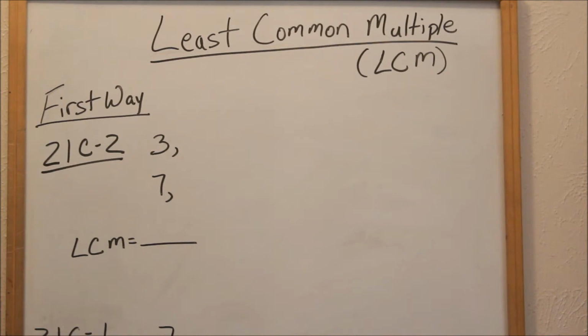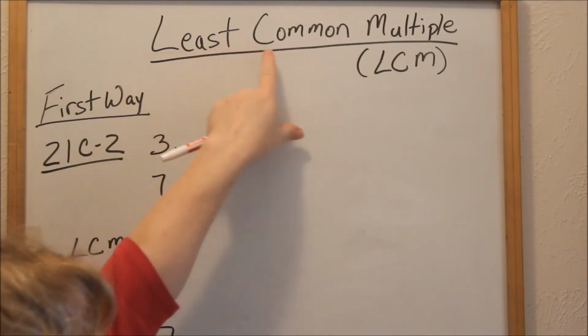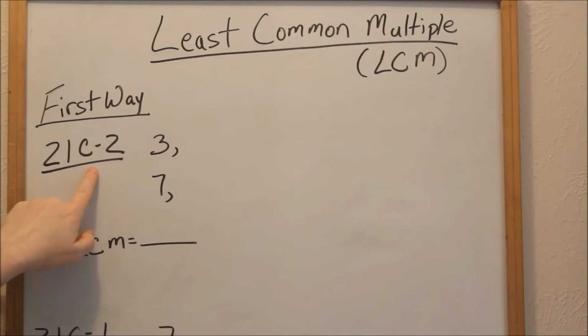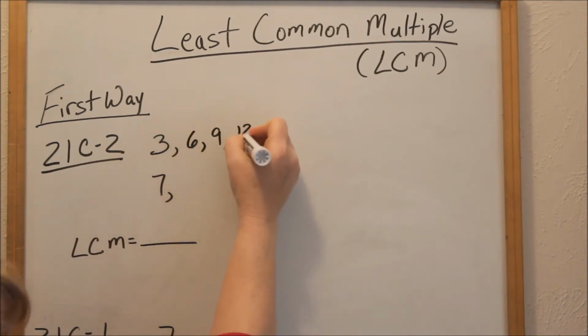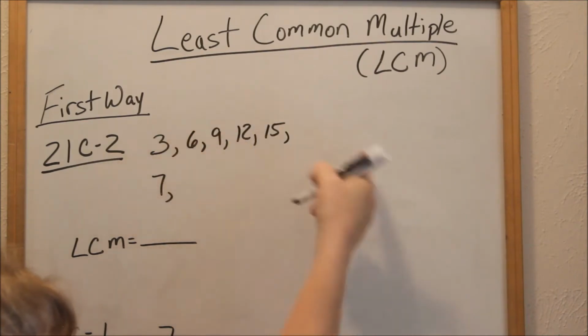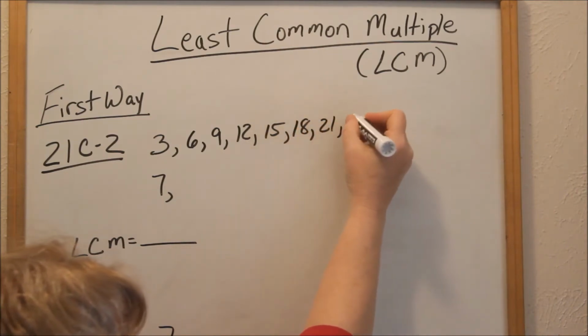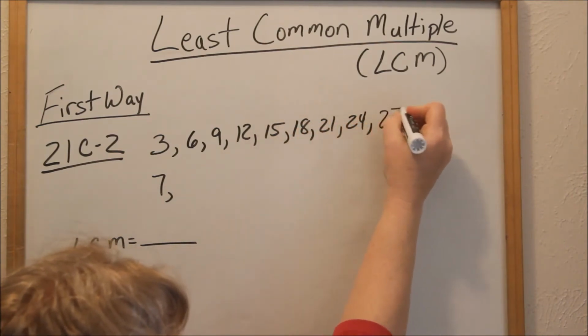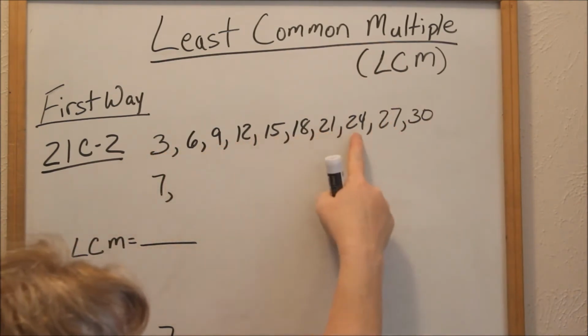But there's two different ways they're actually going to take you through least common multiple, and it's exactly what it says, least common. It's the lowest number they have in common. So on 21C2, what they're wanting you to do is skip count by threes and write out each number, 3, 6, 9, 12, 15, up to where you have 10 numbers. So then that would be 18, 21, 24, 27, 30. That should be 10 numbers. 1, 2, 3, 4, 5, 6, 7, 8, 9, 10.